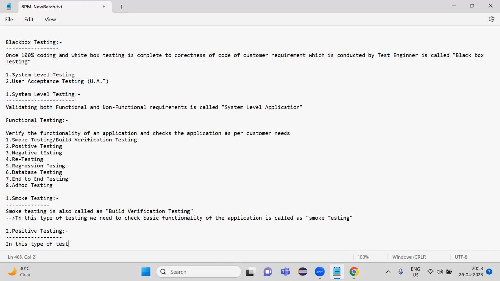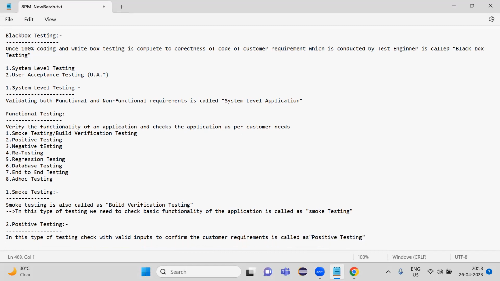In this type of testing, we check with valid inputs. Here, what inputs are we going to check? Valid inputs only, to confirm the customer requirements. That is called what testing? Positive testing. Guys, try to speak out, all the people. Why? Because you have to attend calls every day.